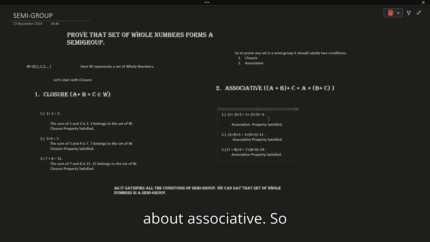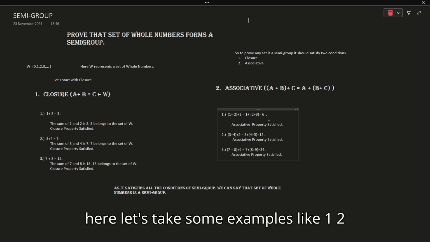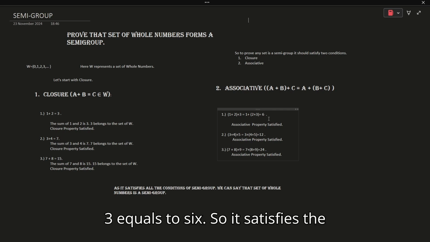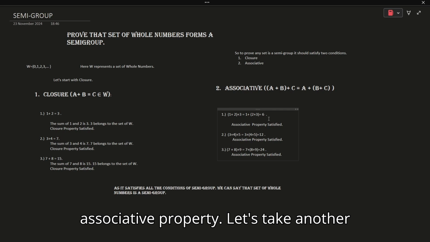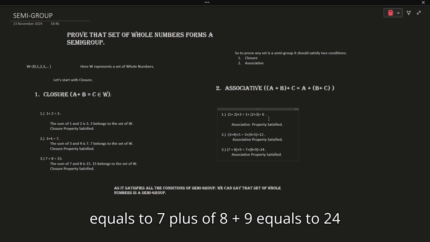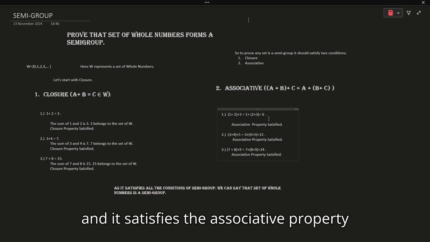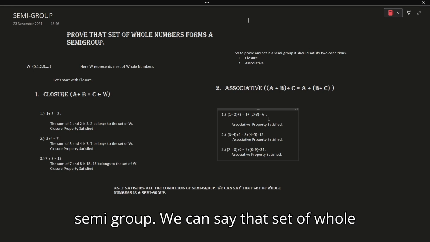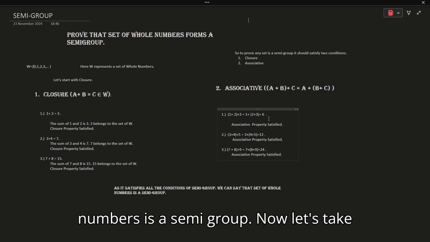Now let's talk about associative. Let's take some examples like (1 + 2) + 3 equals 1 + (2 + 3) equals 6. So it satisfies the associative property. Let's take another example like (7 + 8) + 9 equals 7 + (8 + 9) equals 24, and it satisfies the associative property. As it satisfies all the conditions of a semigroup, we can say that the set of whole numbers is a semigroup.